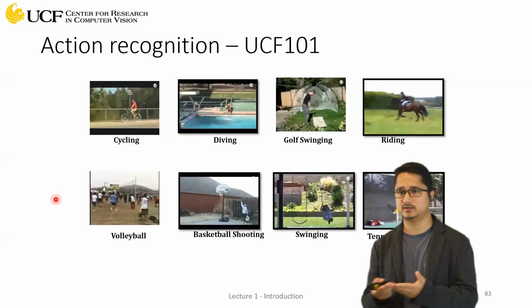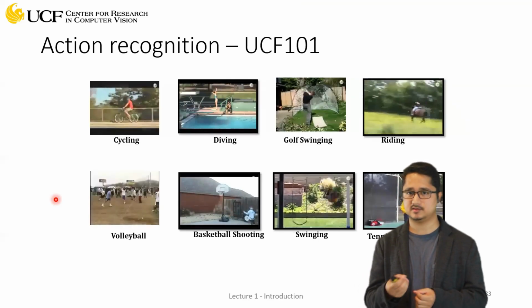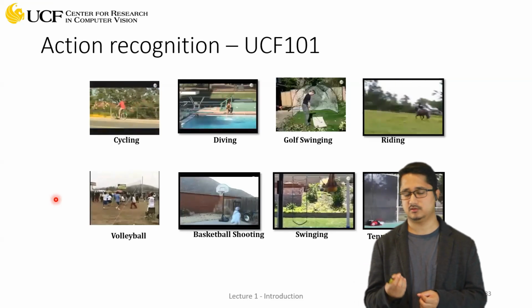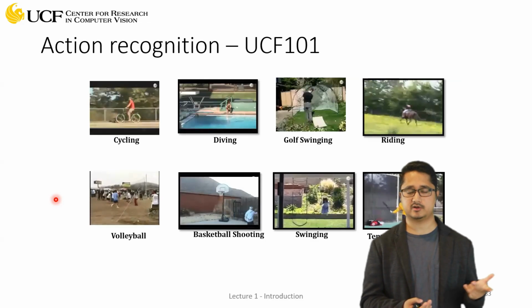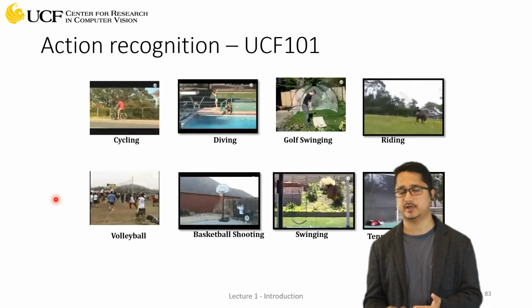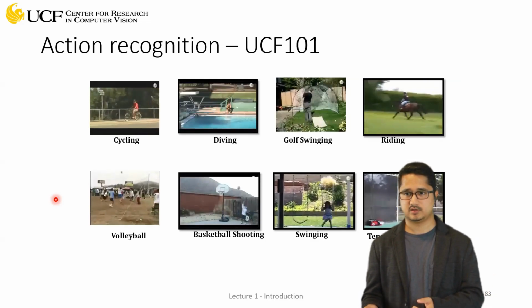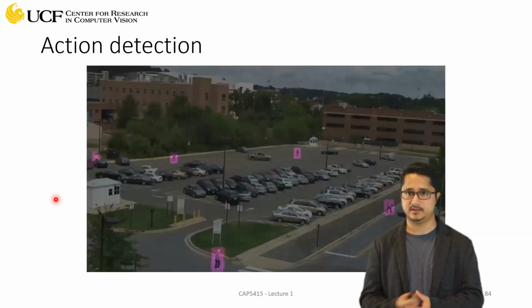So if you can correlate, the basic problem remains the same. It's a classification, or recognition problem, right? The same way we were trying to solve object recognition, in this case we are solving action recognition. So at a high level, it's the same.